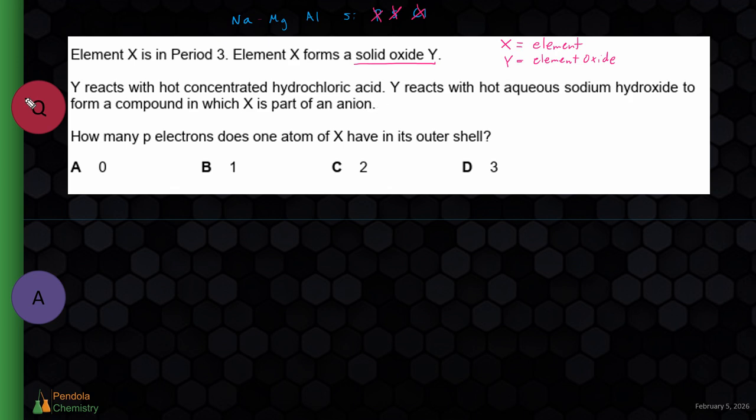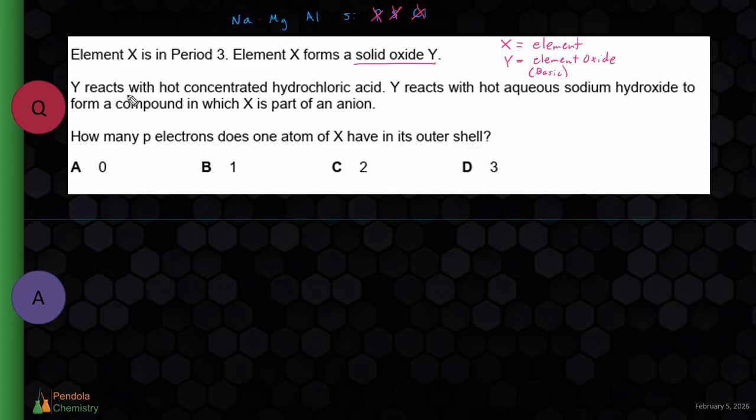So this might just seem like a reaction to you. You might look at this and say, okay, it reacts with HCl. Got it. But think about the wider topic and the trends. If Y reacts with concentrated hydrochloric acid, if it reacts with an acid, that means that Y has to be basic. Because if it reacts with an acid, it has to be a base.